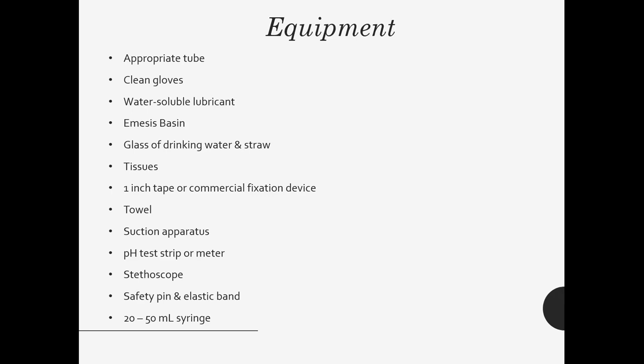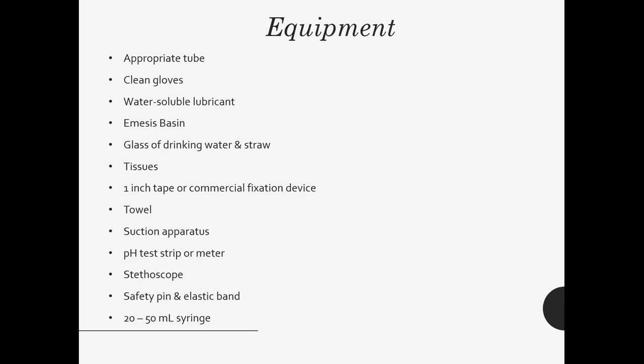Either 1-inch tape or a commercial fixation device. Some facilities have a specific securement device for NG tubes, or you can use a piece of tape to secure it as well. A towel, a suction apparatus, so something to suction out their mouth if you need to, or if the NG tube is supposed to go to suction, then we want to have that prepared as well.